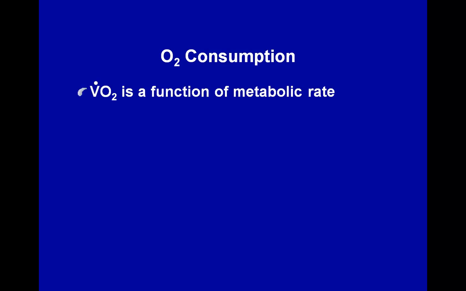We've already talked about VO2 as a function of metabolic rate. We talked about that with work of breathing. We talked about that with fever. But we're also going to be using VO2 to identify the level of exercise that somebody is doing. The harder we work, the more calories we burn and the more oxygen it takes. So VO2 increases linearly with exercise. The harder we work, the more oxygen we consume.